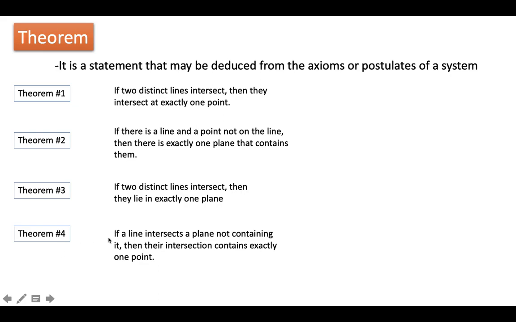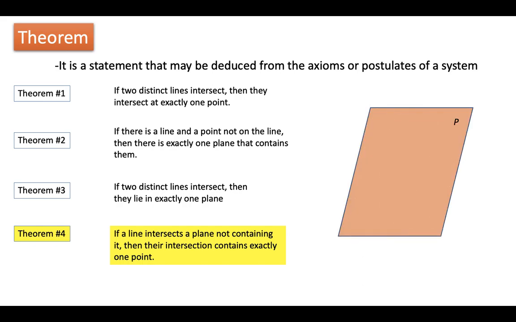So in theorem number 4, it says that if a line intersects a plane not containing it, then their intersection contains exactly one point. So let's say we have a plane and this line is not lying on the same plane. You can think of this plane as a target and this line as an arrow. So if this arrow hits the target, that hole is a single point. Okay, and that is considered as the intersection of the plane P and the line L.